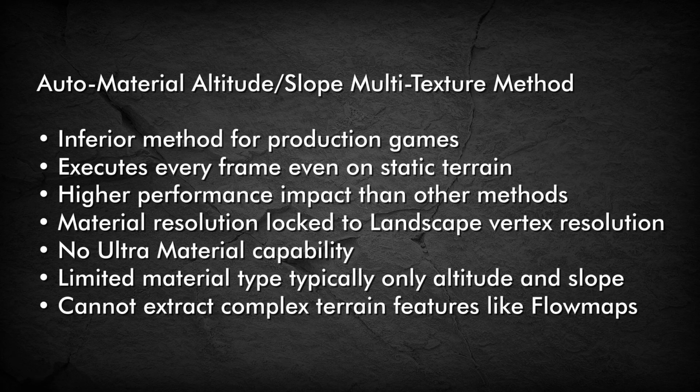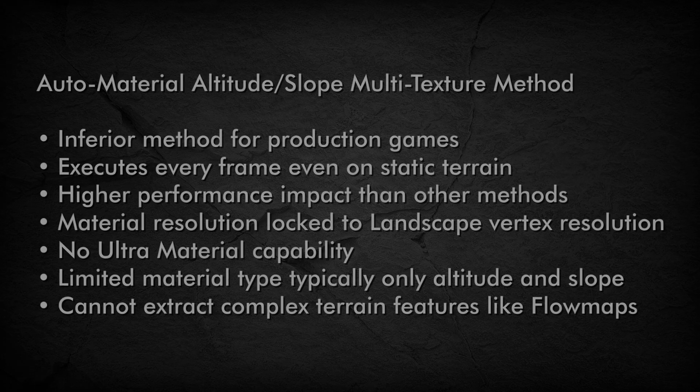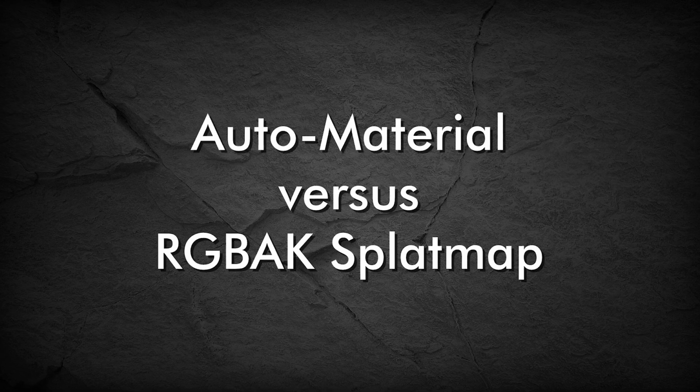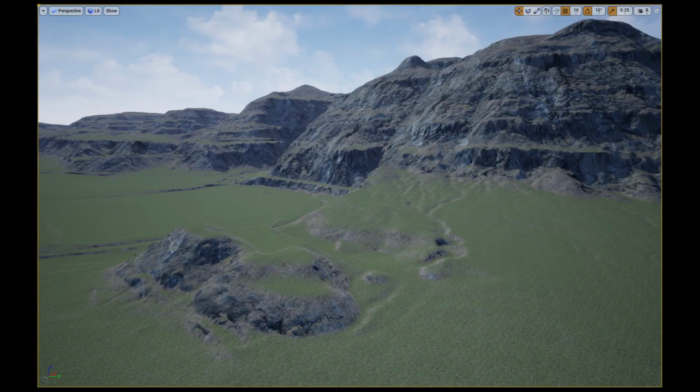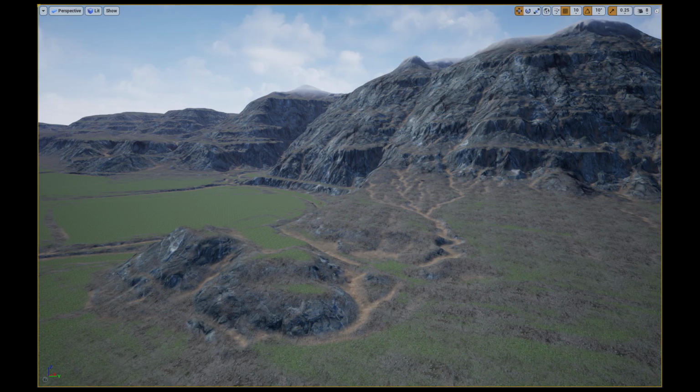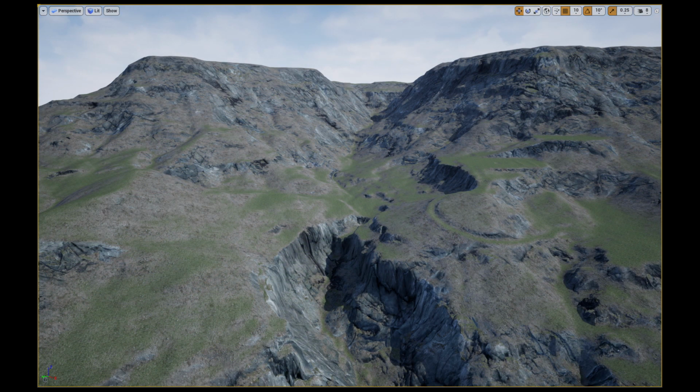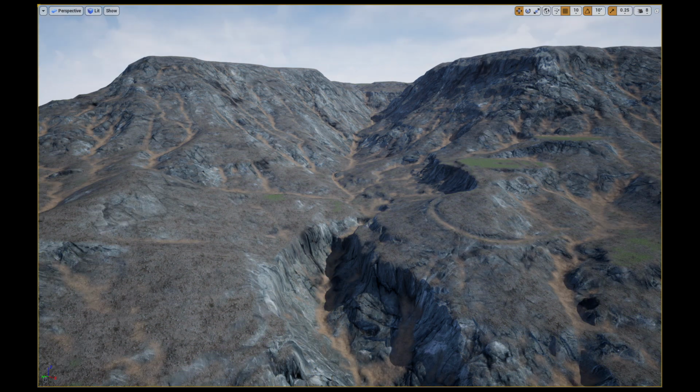In order to achieve a relatively low performance impact, auto materials typically only extract weight map data for altitude and slope. They cannot extract weight map data for the more complex terrain features including flow map, convexity, concavity, curves, and other filters. And they cannot easily extract composite weight map data, which can include such things as inverted concavity plus curve maximum.